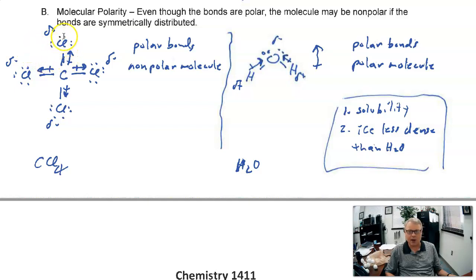So if I am right here, I see what? I see a partial negative. Here, I see a partial negative. Here, I see two partial negatives. Here, I see two partial negatives. Here, I'm kind of close to a negative and kind of far from a negative. Is there any side I can go to the opposite side and see something different? No. This is a nonpolar molecule. Notice all my arrows are canceling each other out. These bonds are symmetrically distributed, and that's what makes it nonpolar.